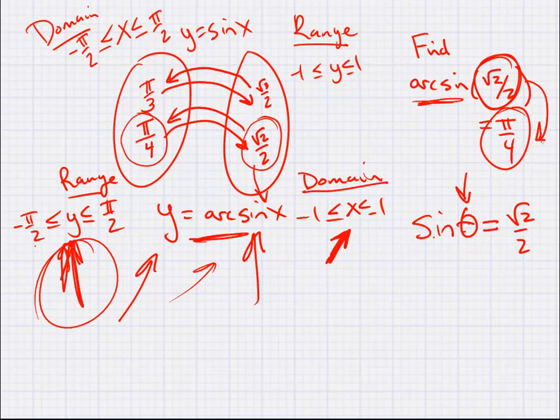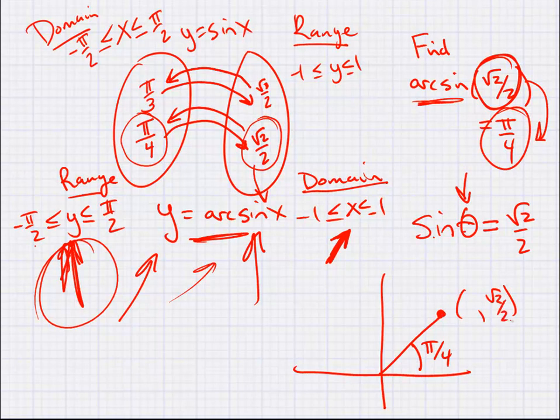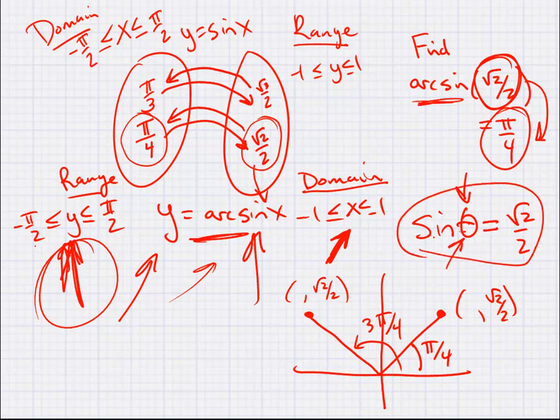Now, there's the problem. Think about your unit circle. Here's pi over 4. The y-coordinate there is square root of 2 over 2. What about this angle over here? The y-coordinate here is also square root of 2 over 2. That would be 3 pi over 4. So how come when I take the arc sine of square root of 2 over 2, I get pi over 4 and not 3 pi over 4? Because technically, this question that says what angle when I take the sine of it gives me square root of 2 over 2 could be answered with both of these.